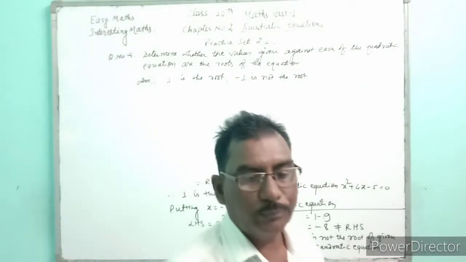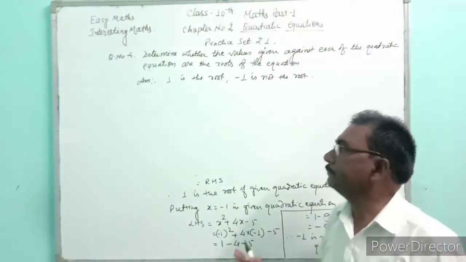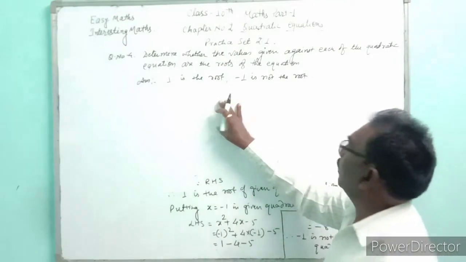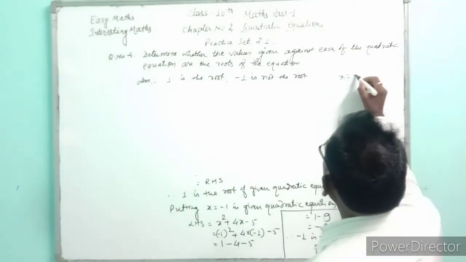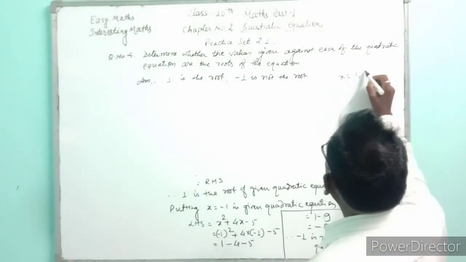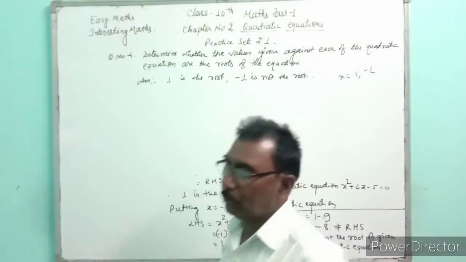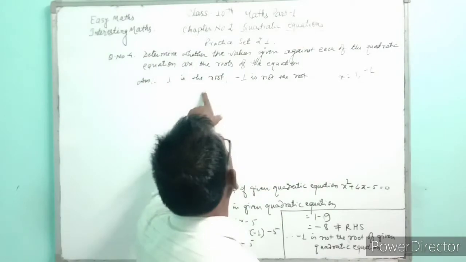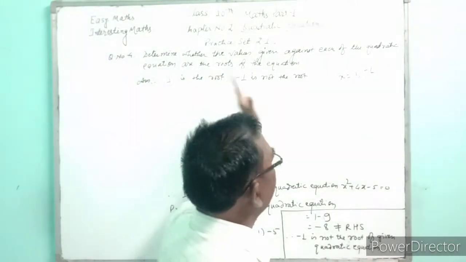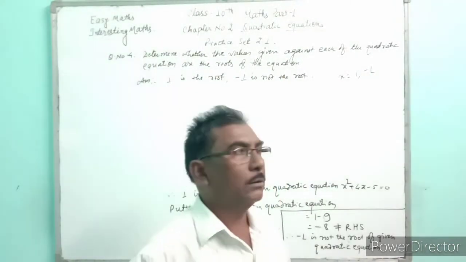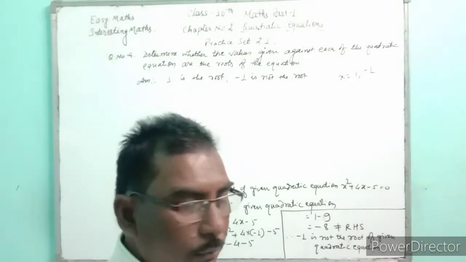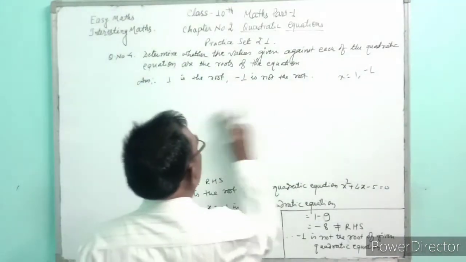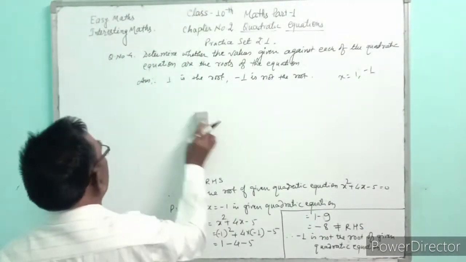In this way, we have decided that x has two values, +1 and -1. So out of the two values, x is equal to 1 means 1 is the root of the given quadratic equation and -1 is not the root of the given quadratic equation.